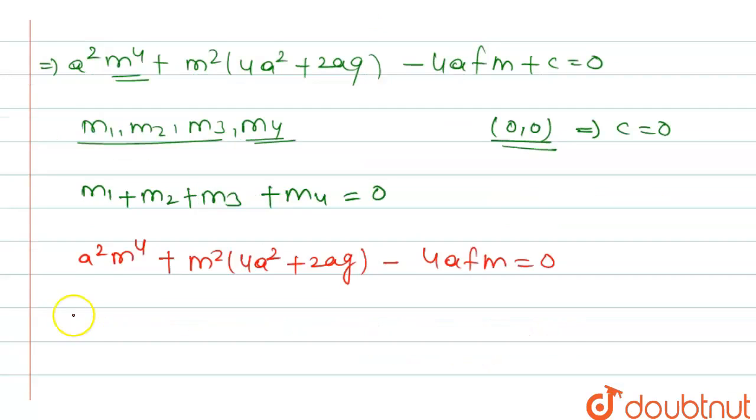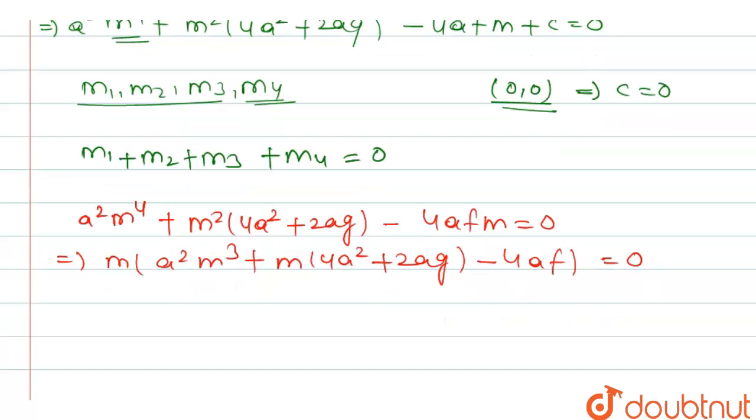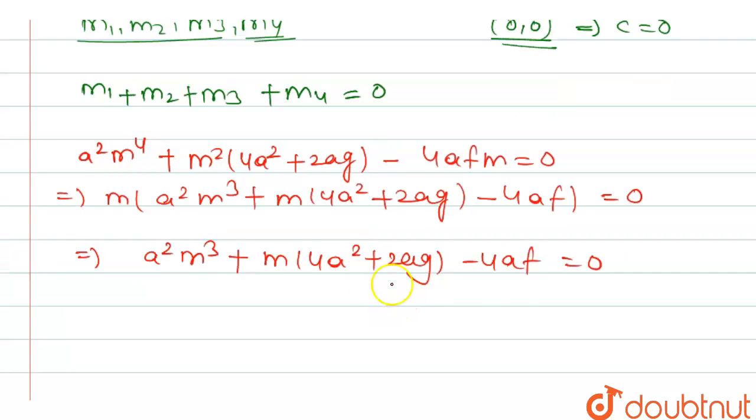Let us take m as common, so the remaining terms can be written as a square m raised to the power 3 plus m into 4a square plus 2ag minus 4af, which equals 0. Since m equals 0 is also a root here, either m equals 0 or this term equals 0. But earlier we took m equals 0, so this implies a square m raised to the power 3 plus m into 4a square plus 2ag minus 4af equals 0. Now, this one is an equation of degree 3.